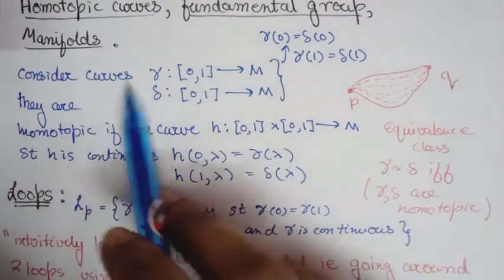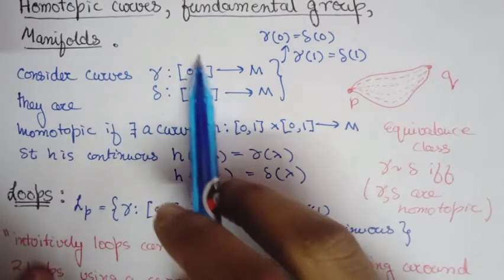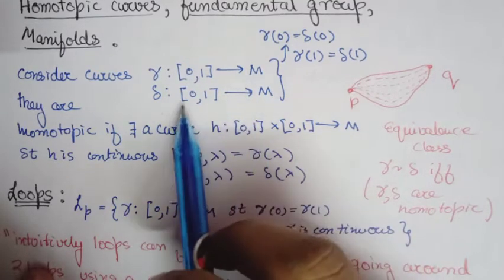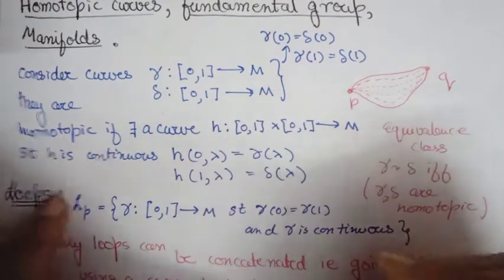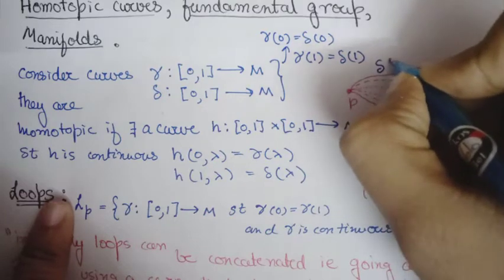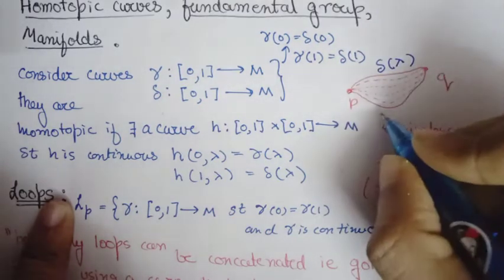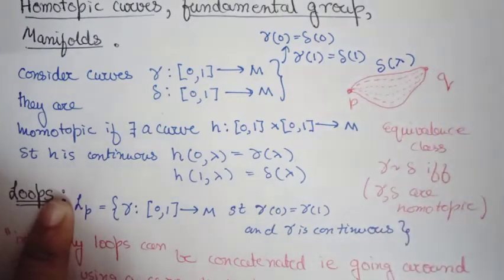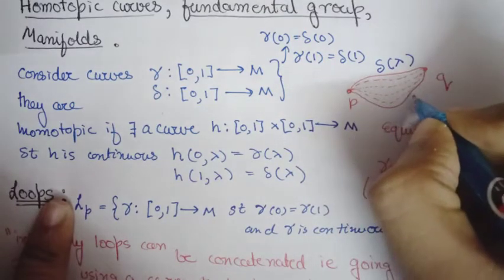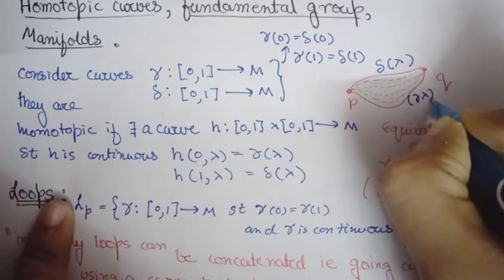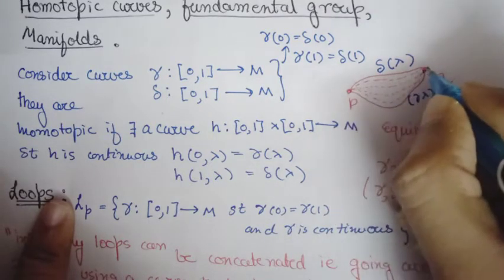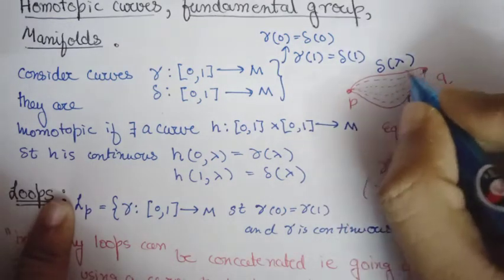So, consider curves. The curve goes from a part of the real line [0, 1] to the manifold M. Another curve also goes like that. I have shown it here. Let's call the curve above here delta of lambda, and the curve below here gamma of lambda, which are the boldly drawn curves.